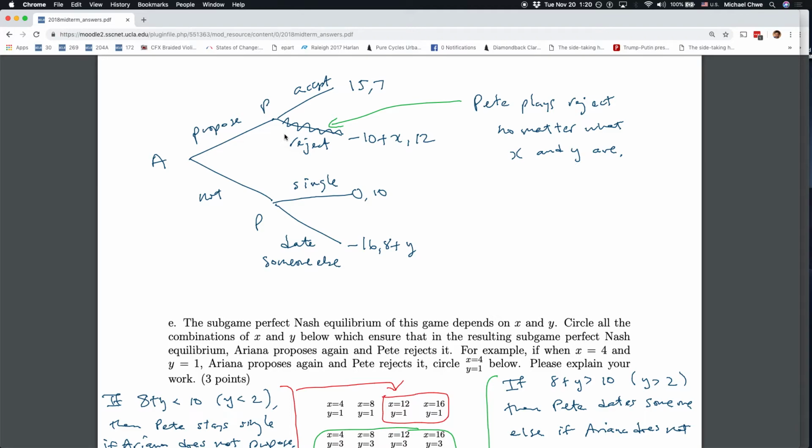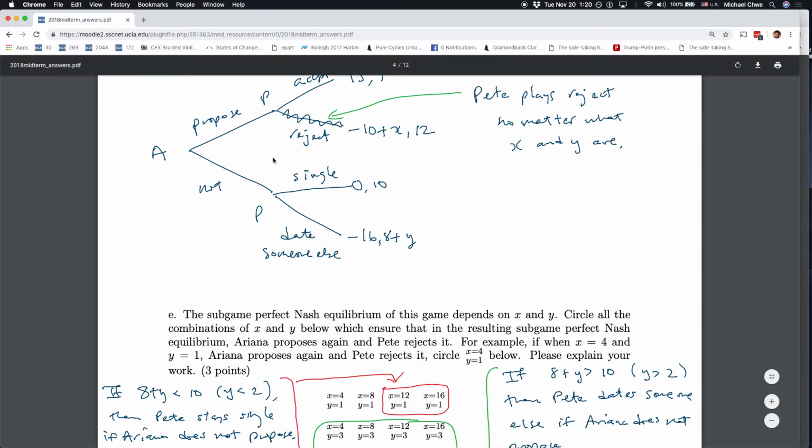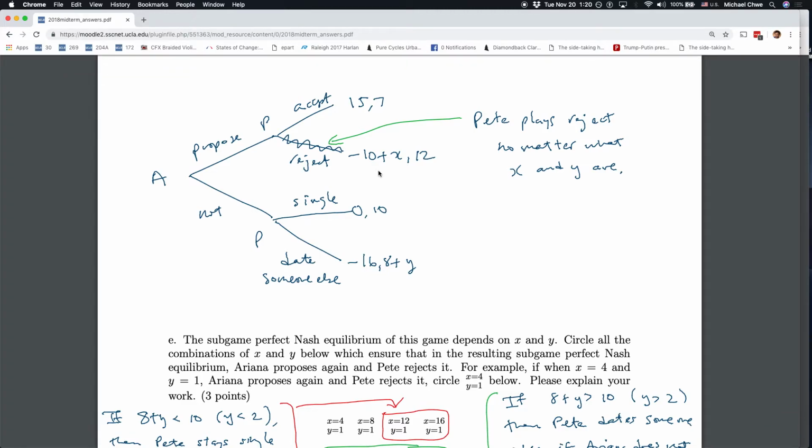Yeah? Okay, so is that clear though? Yeah. But isn't Ariana like the know-it-all or whatever? Like she knows what's going to happen. So aren't you really only accounting for Pete's actions? Okay, correct. The way to think about it is this. Here, Pete always rejects, right? Because 12 is better than 7. So we know that if Ariana proposes, Ariana will get minus 10 plus X. That's just true.